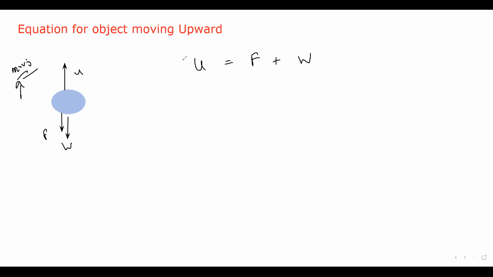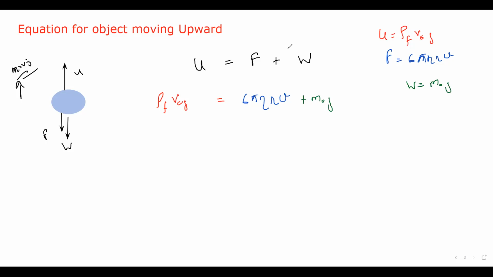because there's no resultant force. When we substitute the values, we know upthrust is equal to density of fluid, volume of object, gravity. Viscous drag is 6 pi eta r v. And the weight is mass of object and gravity.